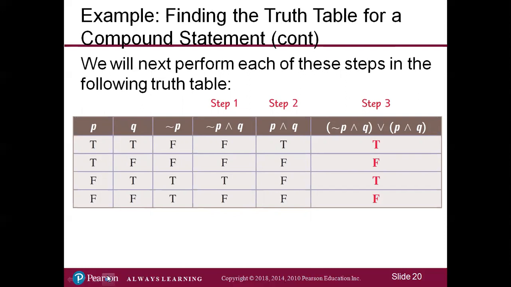The P and Q are by convention the way we start every truth table. T, T, F, F, T, F, T, F. We need not P so that we can complete step 1. So first we have not P, then we and not P with Q, which and is true if both components are true, which only happens on line 2 if you focus on the Q and the not P column.